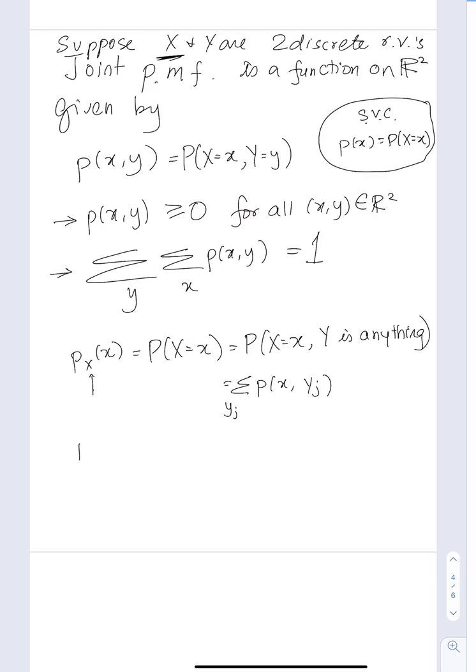All right. Similarly, if you want the probability mass function of y, that will be you sum up over all the x values, p of xi comma y. Okay, so this is something extra that we have over here, the relation between the individual mass functions and the joint mass functions. It's pretty intuitive, as you would have expected.